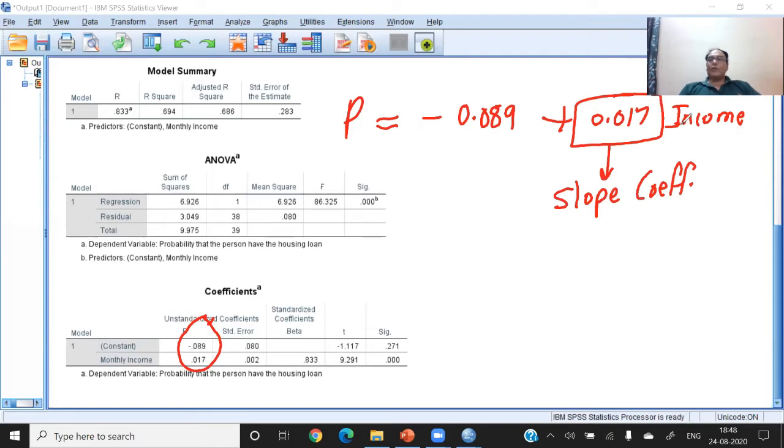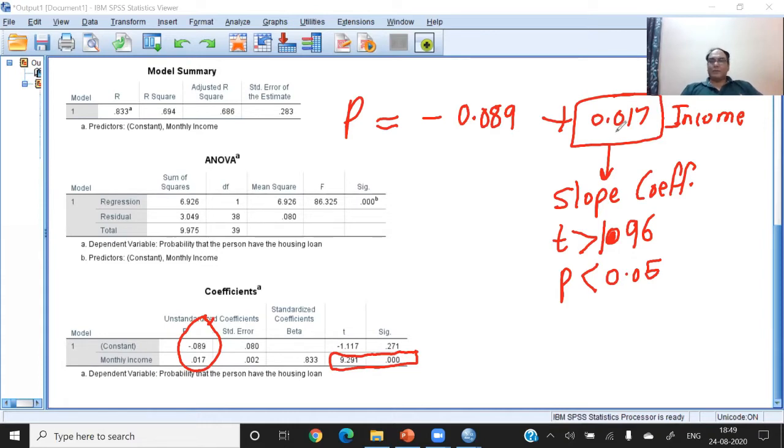So first of all, we want to know whether this is significant or not. If we find the t statistic and p value, we find that the t statistic is more than 1.96. The p value is less than 0.05. So it means the monthly income has a significant impact on the probability of having the housing loan.